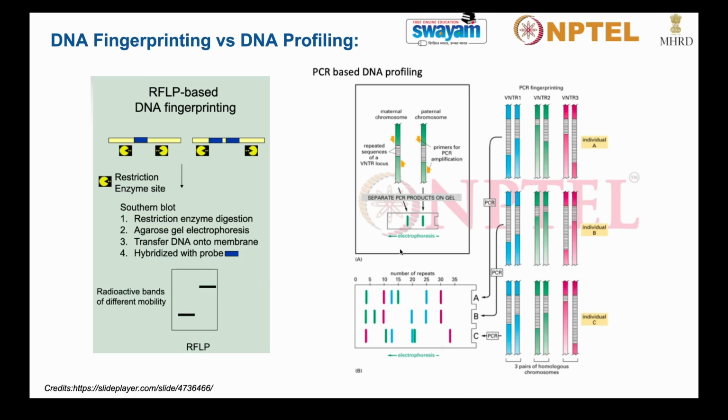So it is based on the number of repeats, and it was based on the size of the fragments, the RFLP technique. So this is the difference, and why this PCR is faster, because it does not involve all these things such as Southern hybridization, restriction digestion and others.